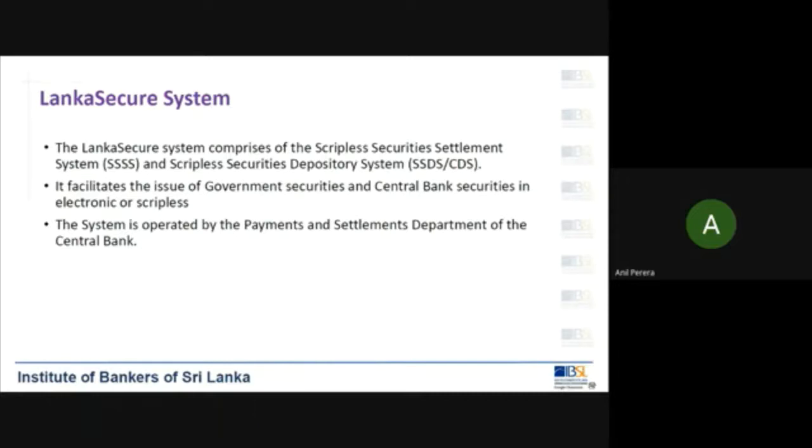Let me find some other questions. In question two, it's not directly on payment systems, but it is actually linked to payment systems. I will read the description, then the question. Question number two: financial institutions and markets play an important role in the financial intermediation process of the economy. This process exposes the financial institutions and markets to different types of risk. In this context, briefly explain the following. This part is related to our discussion: explain how smartphones help to enhance access to finance in a modern society.